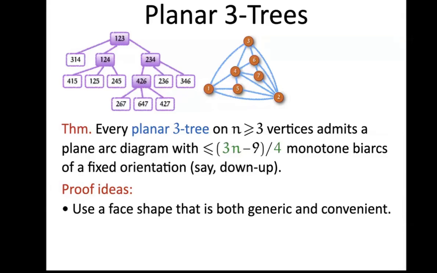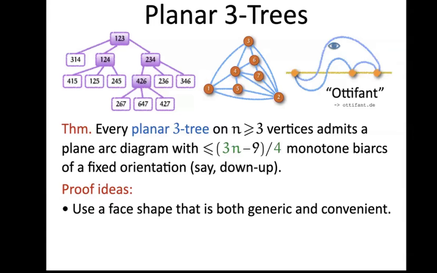Of course, once we go away from the graphs that are Hamiltonian, we may eventually need to use some biarcs. So we need a more general face shape to work with. We need to be a bit more generic while still being convenient. So what we came up with is this kind of shape, which looks a bit like a stylized elephant. We call it the Ottifant shape. That is a reference to the famous German artist Otto Waalkes, who likes to draw these stylized Ottifants. You can check out Ottifant Day if you want to see what it is about. But anyway, it's this shape.